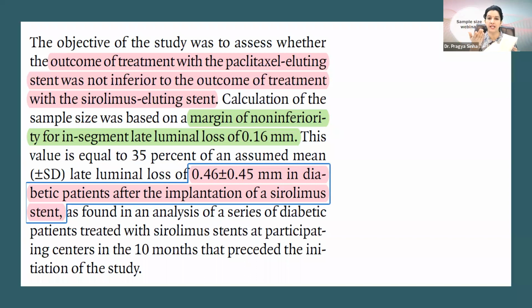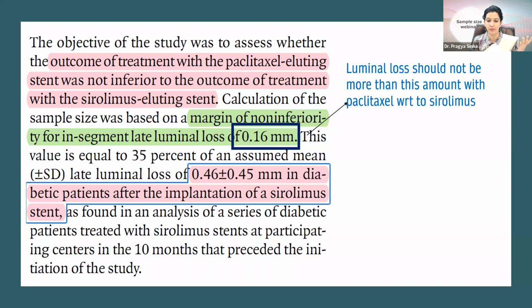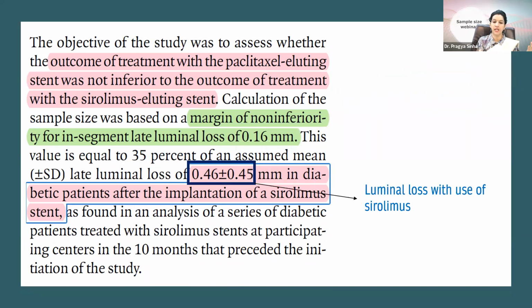So in this case, the author is ready to have a luminal loss of maybe 0.62 because he has fixed the margin, and now he's testing. So how much sample size will he need? The luminal loss should not be more than this amount with paclitaxel with respect to sirolimus, and this 0.46 is the luminal loss with the use of sirolimus.